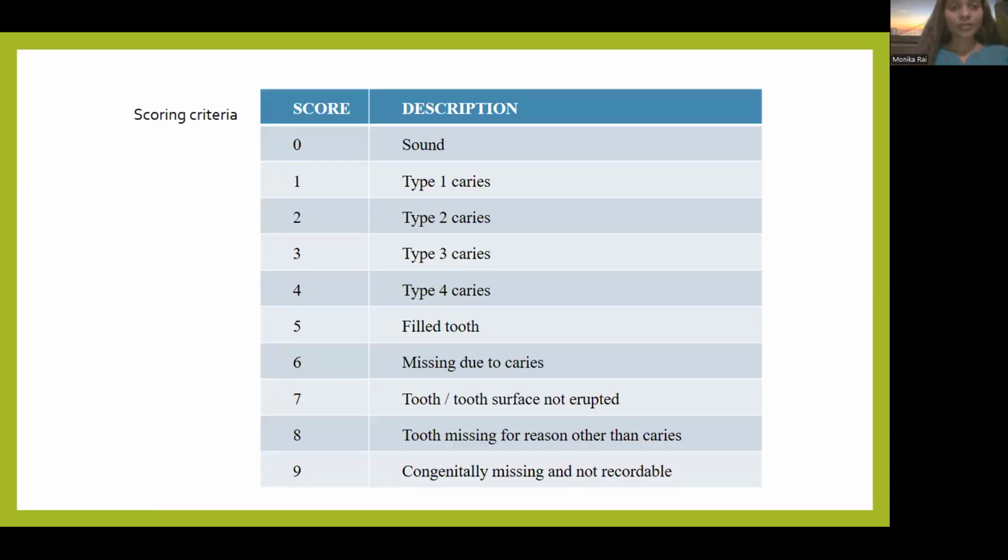So the scoring criteria is 0, 1, 2, 3, 4, 5, 6, 7, 8, 9. 0 is sound, 1 type 1 caries, 2 type 2 caries, 3 type 3 caries, 4 type 4 caries, 5 filled tooth, 6 missing due to caries, 7 tooth or tooth surface not erupted, 8 missing tooth for reason other than caries, and 9 congenitally missing and non-recordable.